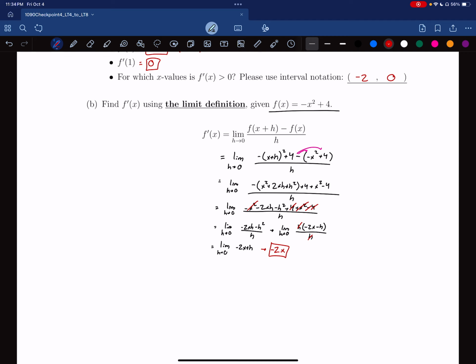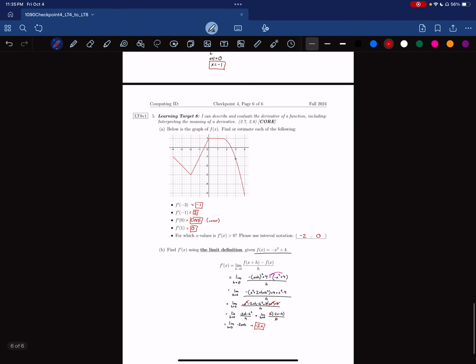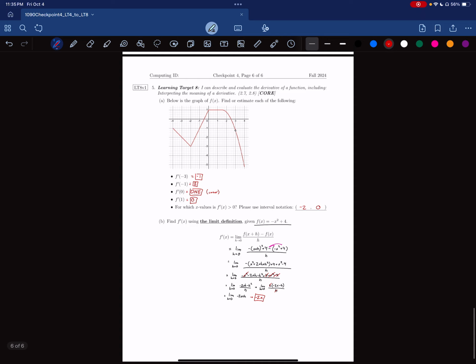Using the limit definition is definitely a lot of work. It's a pain, but it's good to understand what's going on, and it'll make learning all of the different strategies for solving derivatives really easy. It'll make it feel very good and very efficient. I promise you that. So if you have any more questions on this topic, as always, you can stop by office hours and ask any questions you may have.